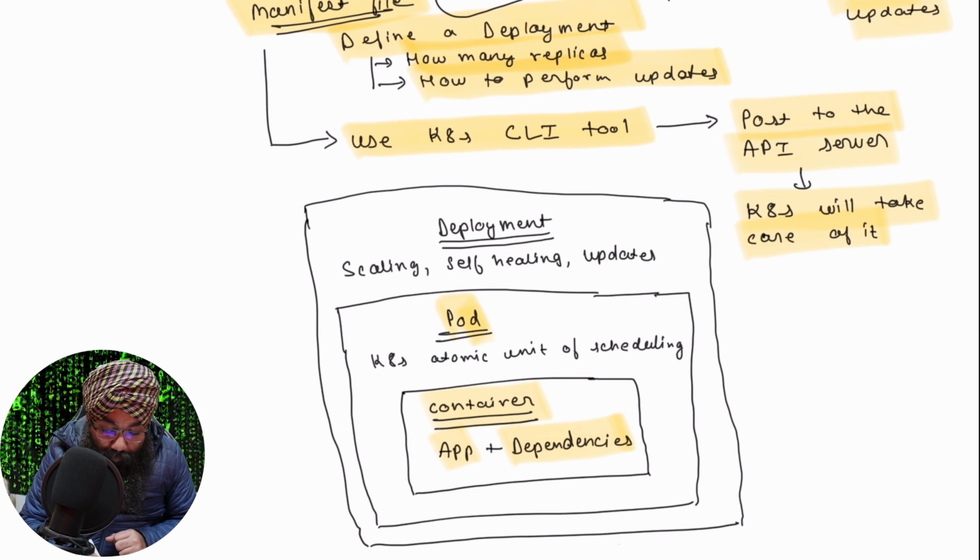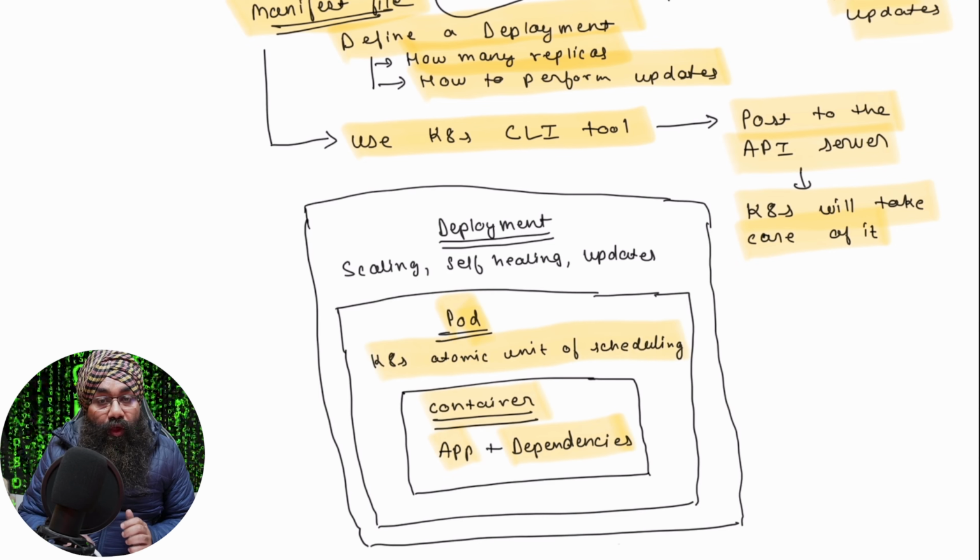Okay. So the pod is the atomic unit in Kubernetes, which can start, stop, create more, destroy, everything it can do is a pod. So it is an atomic unit of scheduling for Kubernetes. So you wrap your container in a pod.